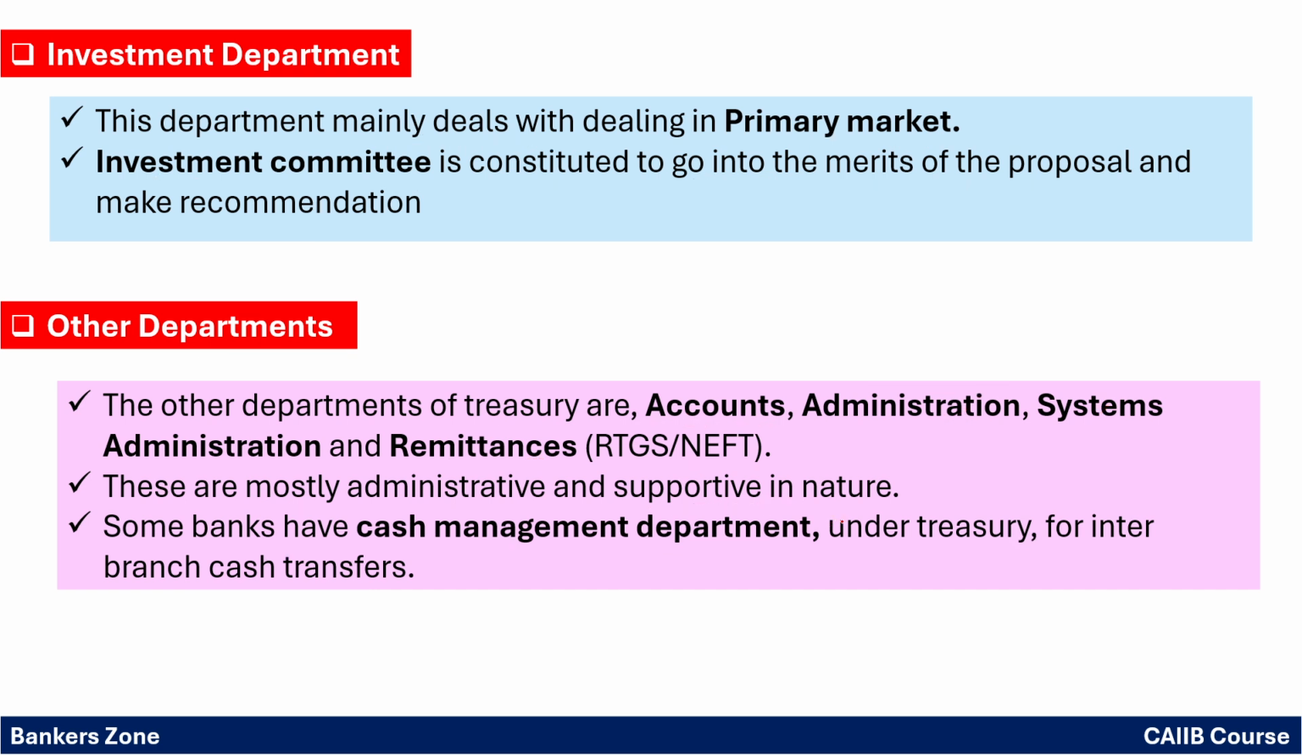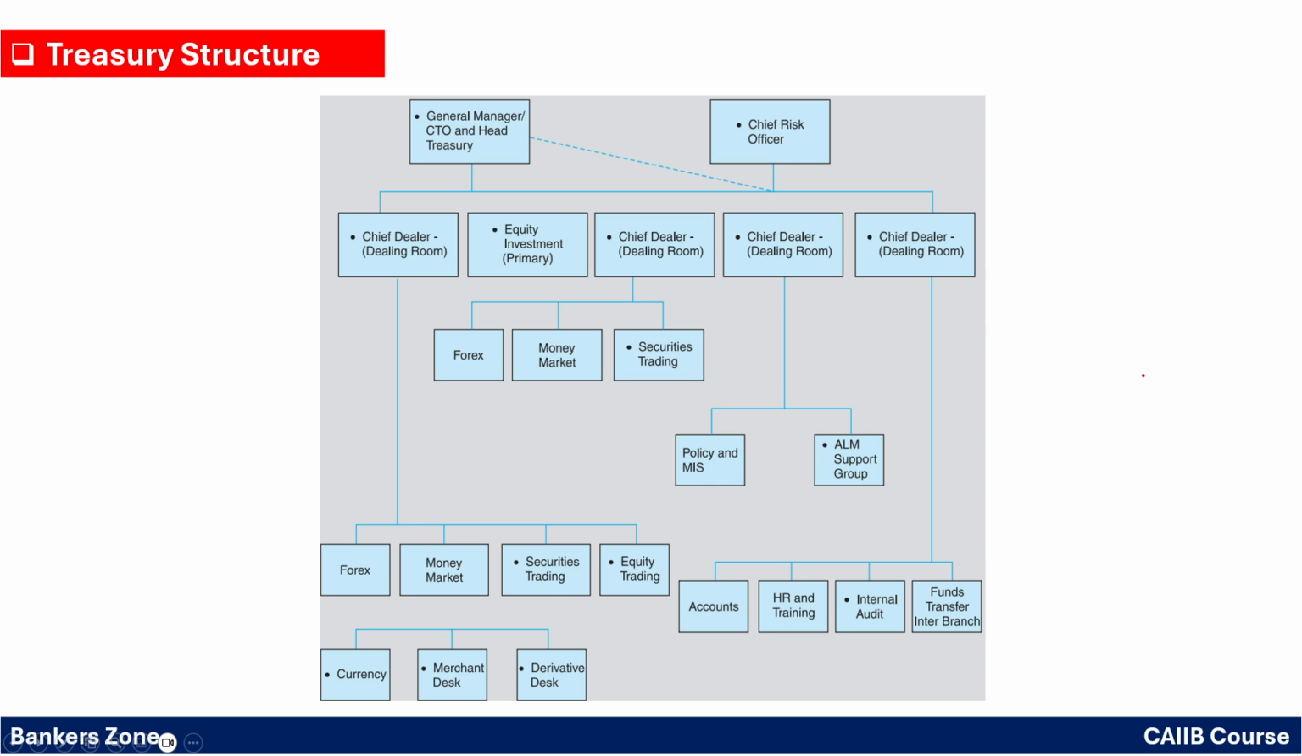Okay, only remember there are three main departments in the treasury: the front office, the mid office, and the back office. The front office is called the dealing room. They are directly participating in the deals. The mid office is responsible for risk management, and the back office does the administration function like confirmation and settlement of the deals. Okay, now you can check out the treasury structure here. No need to go through it. Okay, it is just for your information.